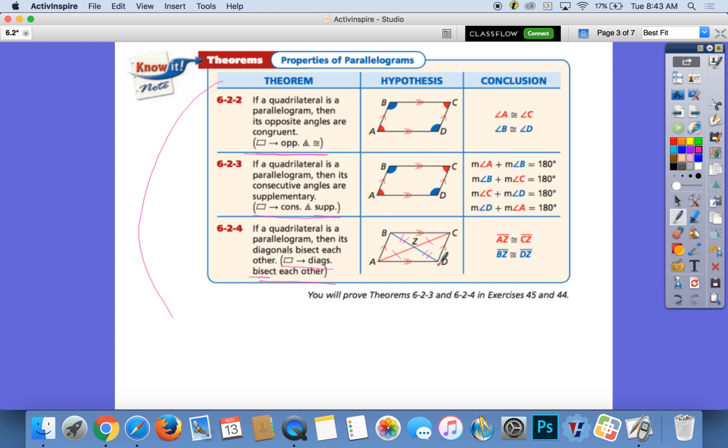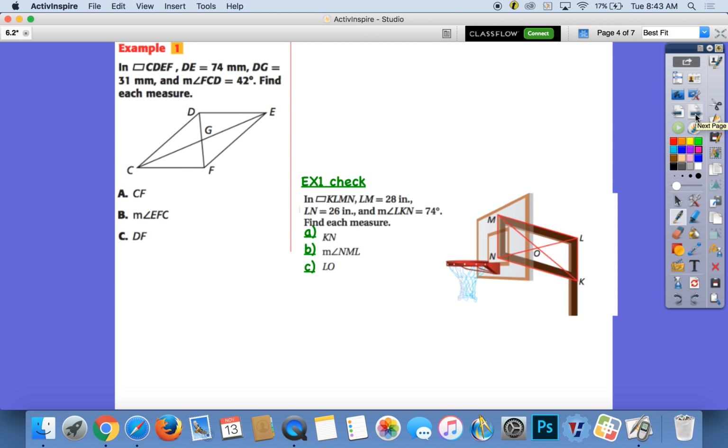Okay, the other thing is I know y'all are like, do I have to remember all the names of these? You need to know the concept. So you need to know what I underlined in pink. You do not need to know theorem 6-2-4, and so on. Understand the concept. Okay, so we're going to go through a couple examples, guys, just applying these here.